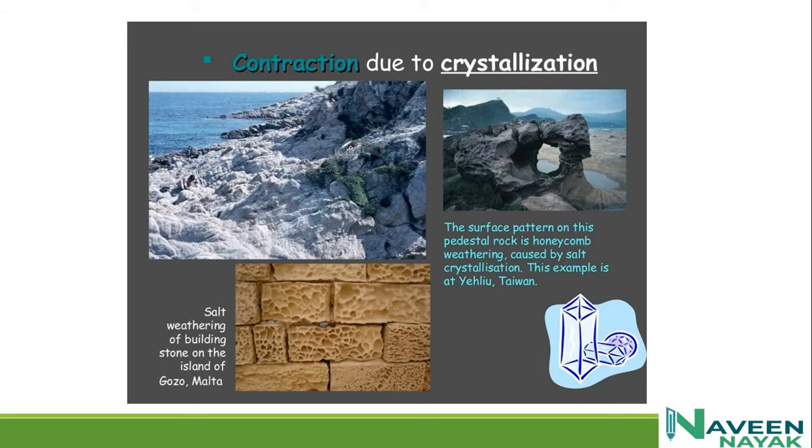You can see in this image how the growth of foreign crystals will lead to weathering. This is salt weathering of building stone on the island. You can see how the crystals form on the rock. These are rocks which are near the oceans or sea. They look white in color because the salt forms on the rock.